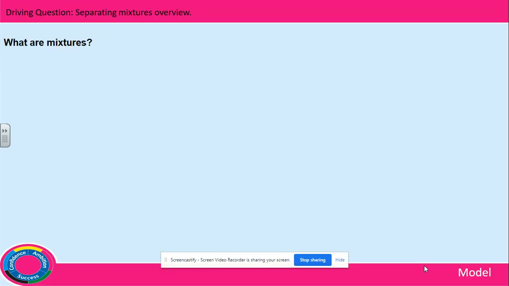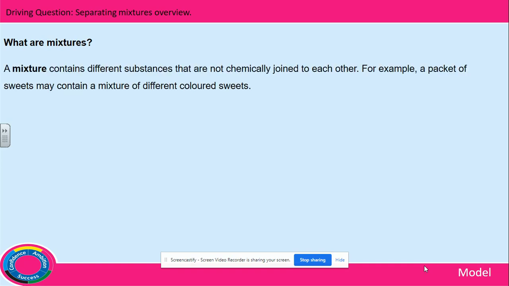Now, please bear in mind that this is a review of what we have done in this term. Now, first question. What are mixtures? A mixture contains different substances that are not chemically joined to each other. For example, a packet of sweets may contain a mixture of different colored sweets. Can you think of a pack of sweets that have different colors?